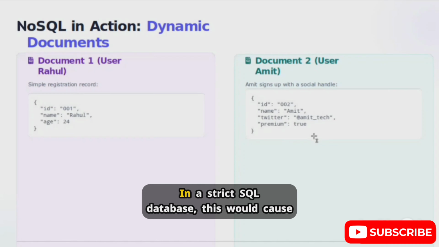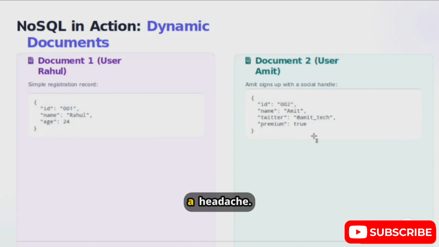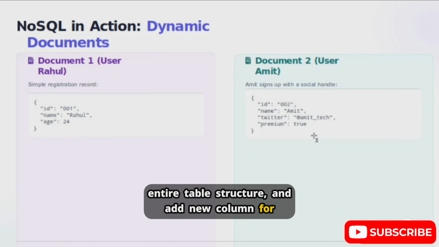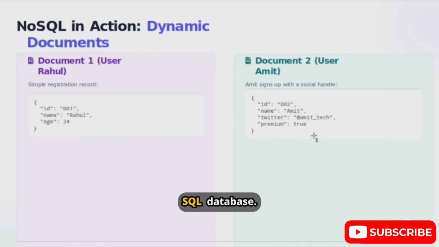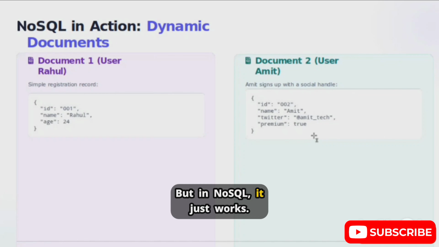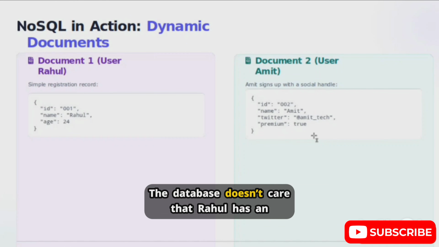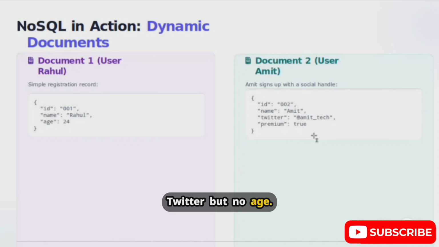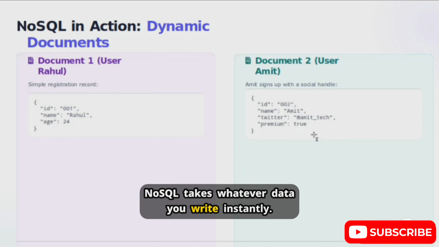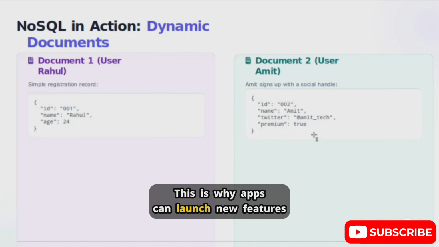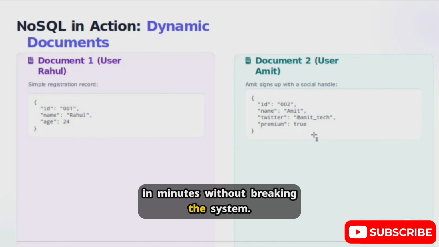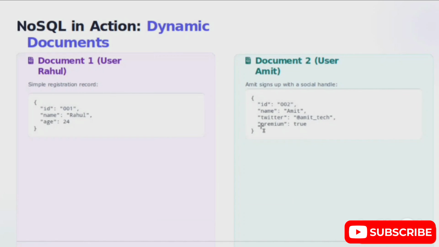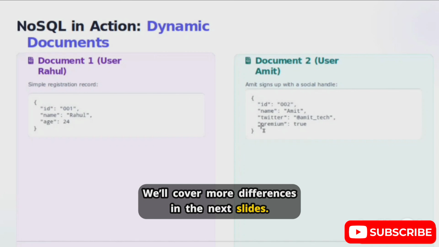Okay. In a strict SQL database, this would cause a headache. We would have to go back, modify the entire table structure, and add new columns for Twitter and premium, right? If it is a SQL database. But in NoSQL, it just works. The database doesn't care that Rahul has an age but no Twitter, or that Amit has Twitter but no age. NoSQL takes whatever data you write instantly. This is why apps can launch new features in minutes without breaking the system, right? So that's the difference between SQL and NoSQL. We'll cover more differences in the next slides.